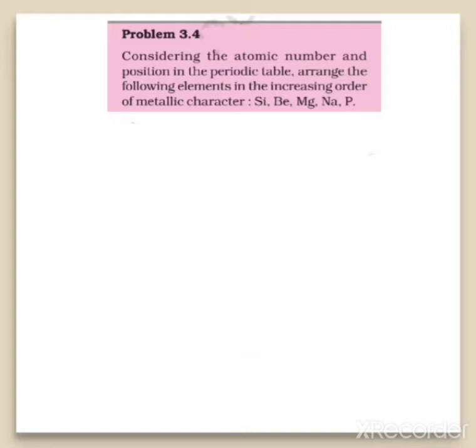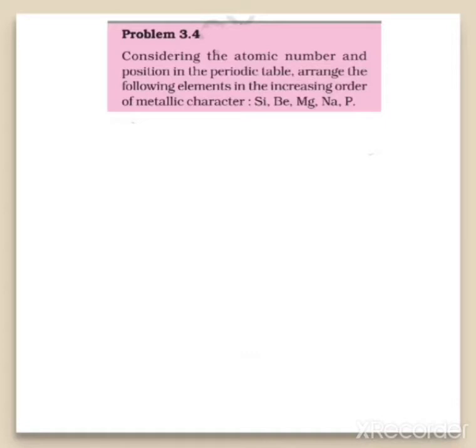The problem is, considering the atomic number and the position in the periodic table, arrange the following elements in the increasing order of metallic character. That means some elements are given, their symbols are given. We need to arrange these elements in the increasing order of metallic character depending upon the position in the periodic table. So for this case you need to make a periodic table.